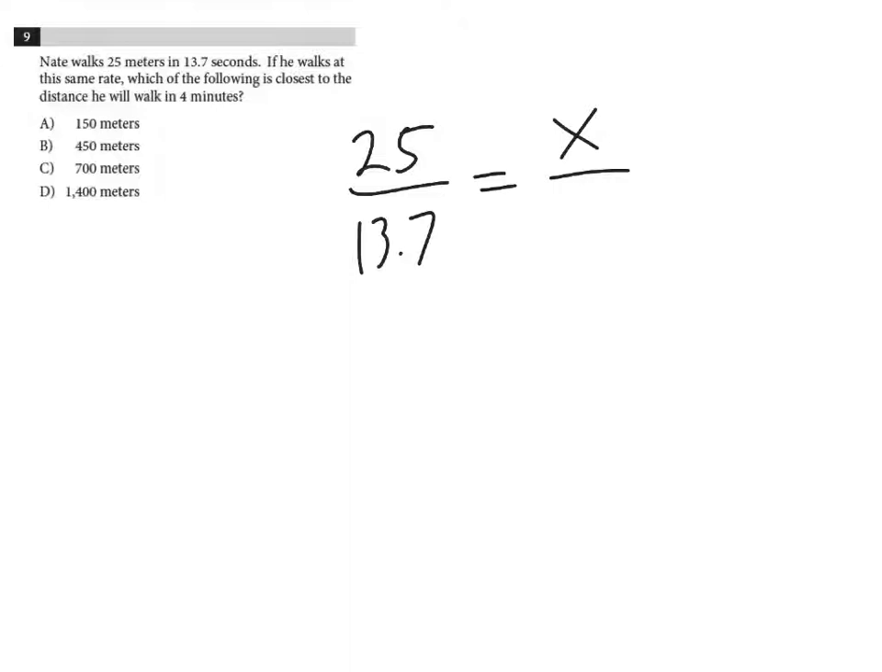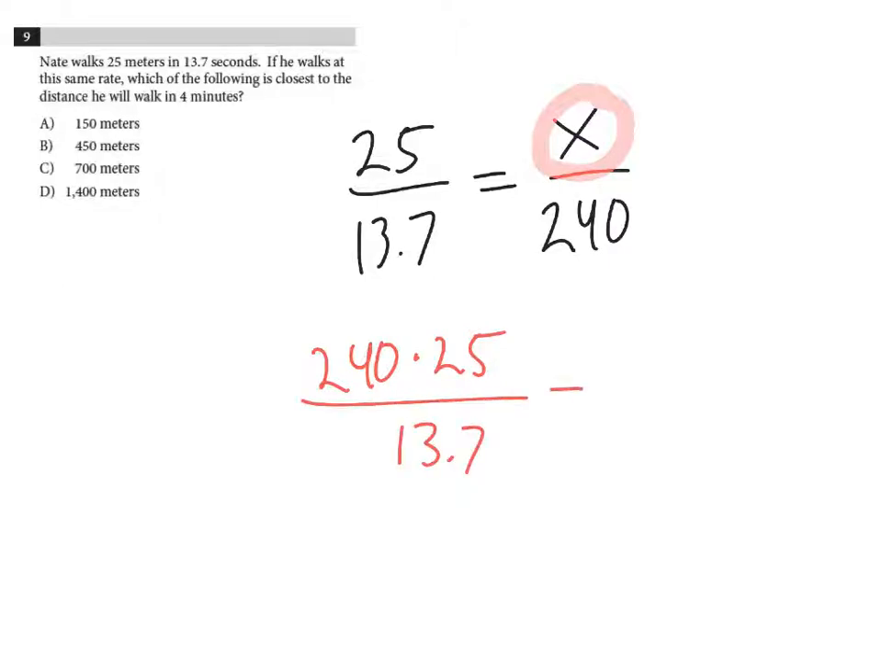Well, 4 minutes is going to be 240 seconds. To get this, you could cross multiply and all that hubbub, but in this case, I think it would be much easier, if we want to isolate this x, to just multiply both sides by 240. Then we're going to get 240 times 25 divided by 13.7 equals x. We can just plug that straight into the calculator.